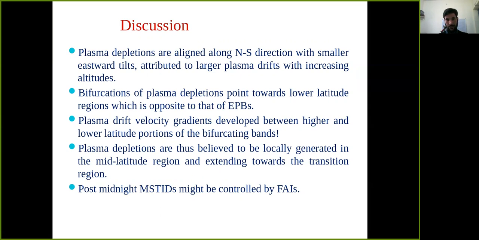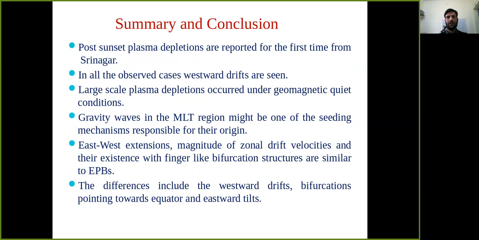The plasma depletions are thus believed to be locally generated in the mid-latitude regions and they extend towards the transition region. Similarly, we can see the post-midnight MSTID event for 5 May 2019 might be controlled by these field aligned irregularities. So this is the summary and conclusion now.